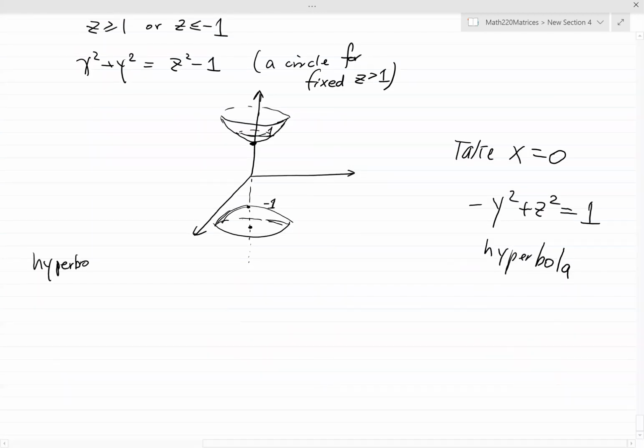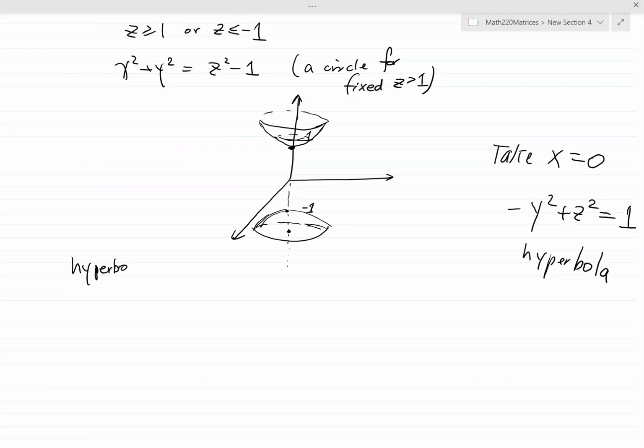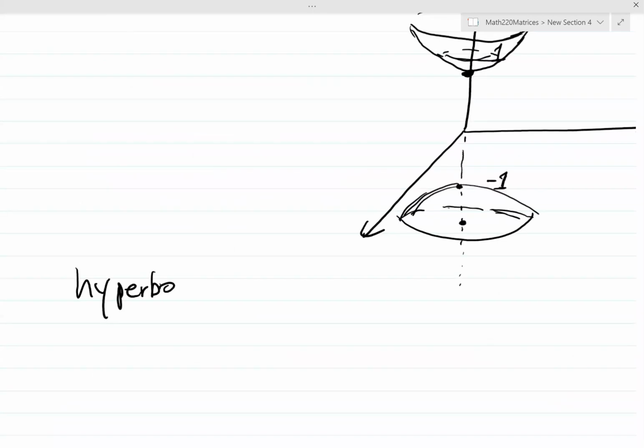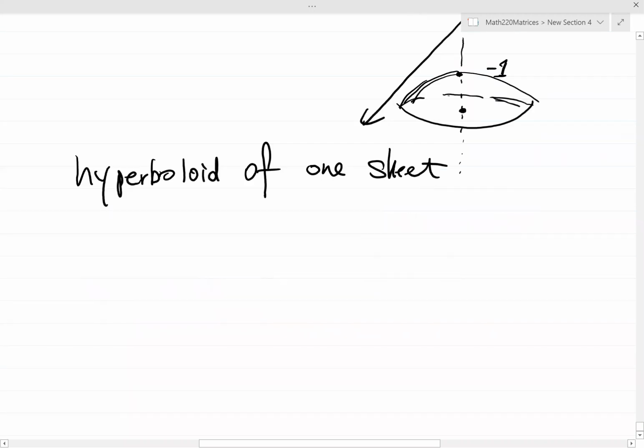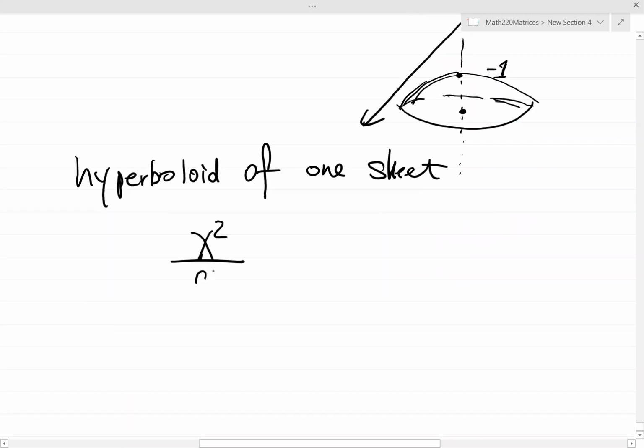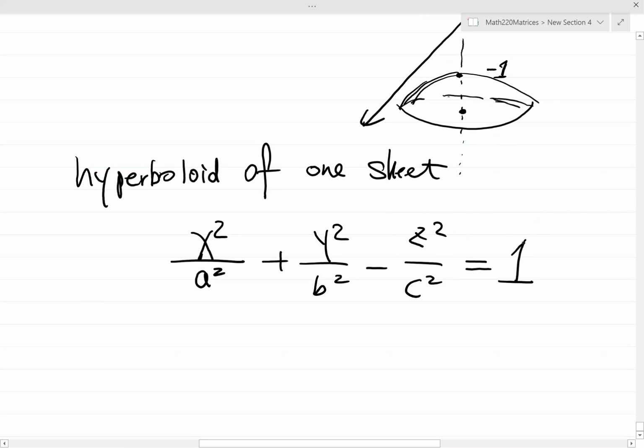Now let's see this. What did we get for this? Hyperboloid of one side. This equation looks like this, in standard form: x squared over a squared plus y squared over b squared minus z squared over c squared is 1. So let's plot how this looks.